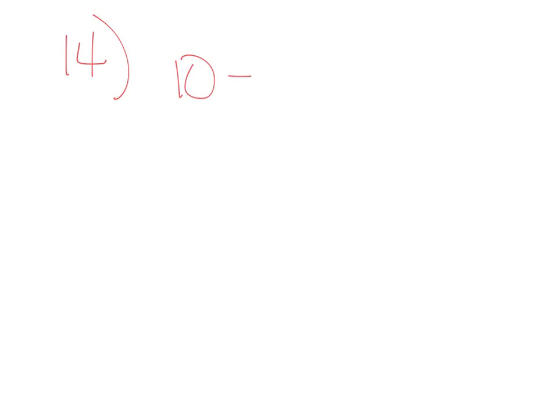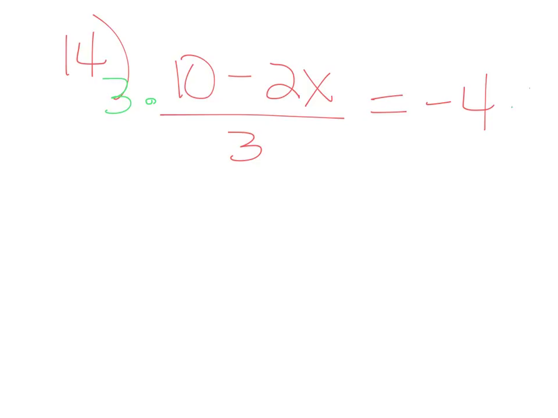10 minus 2x over 3 equals negative 4. Okay, we're going to start by multiplying both sides by 3. On the left side, the 3's cancel, and I'm left with 10 minus 2x equals negative 4 times 3, negative 12.